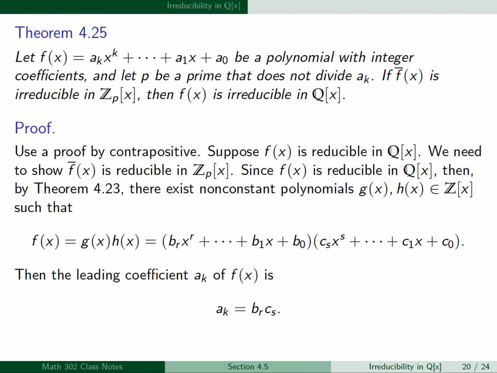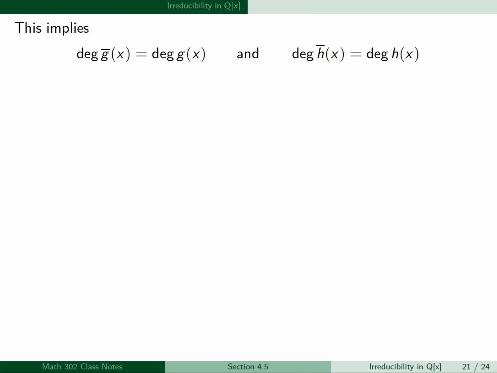Then the leading coefficient a_k of f of x will be the product of the leading coefficients of g of x and h of x. So a_k is b_r c_s. And since p does not divide a_k, then p does not divide b_r, and p does not divide c_s. This implies that the degree of the reduced polynomial g bar of x will be the same as the degree of g of x, and the degree of the reduced polynomial h bar of x will be the same as the degree of h of x.